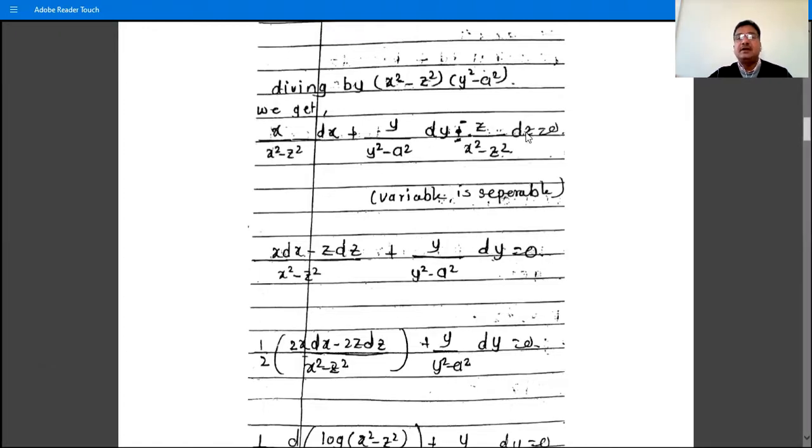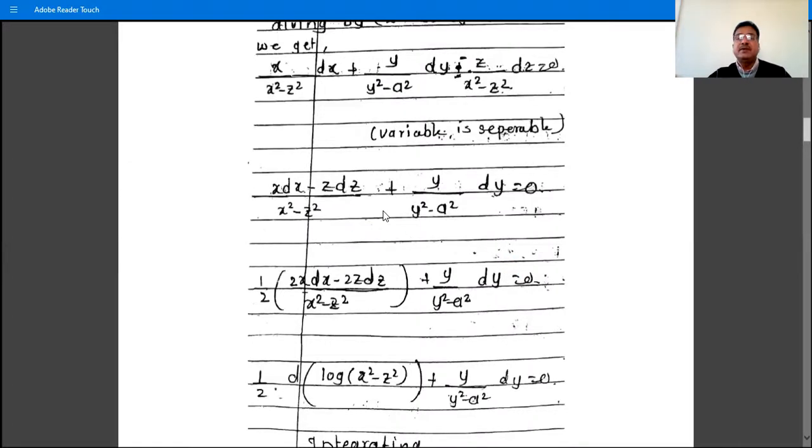So x and z are mixed variables, and y is separated. For the two factors, x by x square minus z square dx and minus z by x square minus z square dz, take x square minus z square as LCM. So we have (x dx minus z dz) divided by x square minus z square, plus y by y square minus a square dy is equal to 0. So this is the one variable separable differential equation. The y variable is separated in this Pfaffian differential equation.